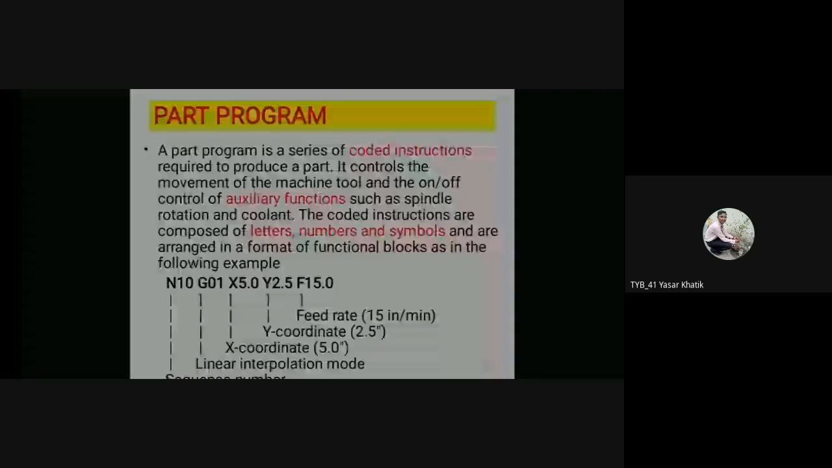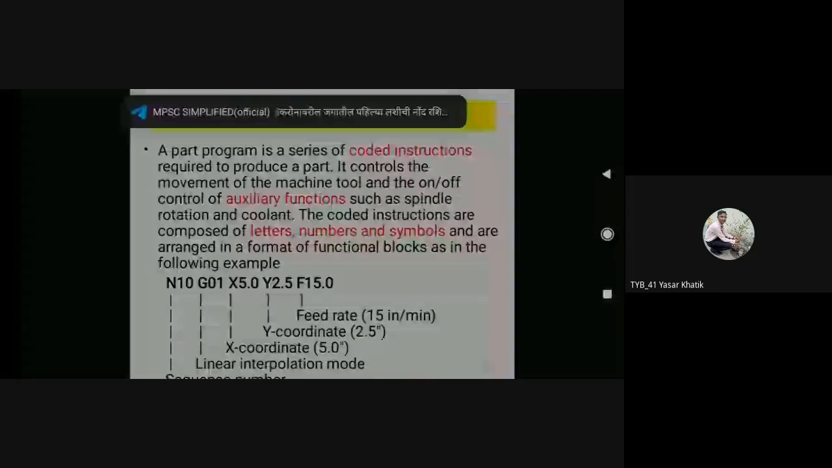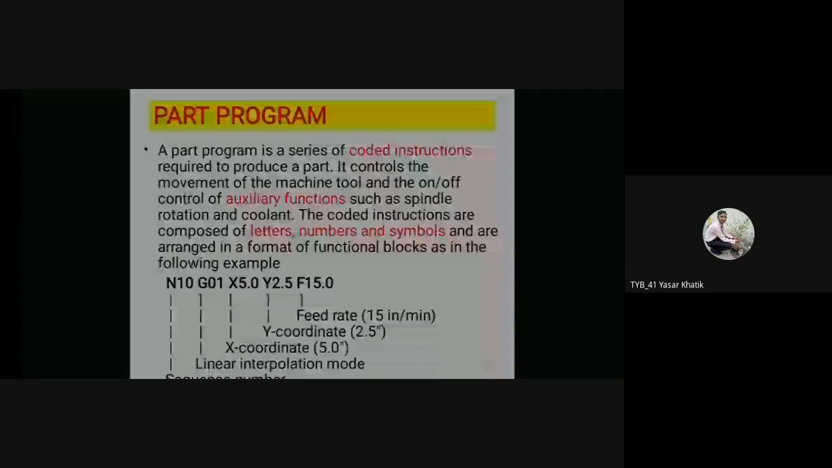You can call it just N10, which means whatever operation is in that line will be done on that machine. G01 is a preparatory code. G code G01 is the linear interpolation mode.